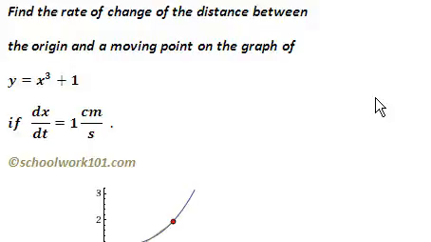Okay, we're working related rate problems, and we want to find the rate of change of the distance between the origin and a moving point on the graph of. And here is the equation here. We're given dx over dt is 1 centimeter per second, so that's pretty slow, I guess.